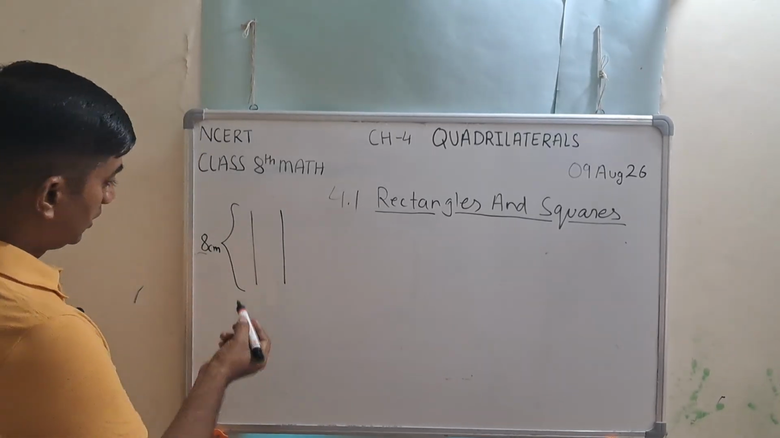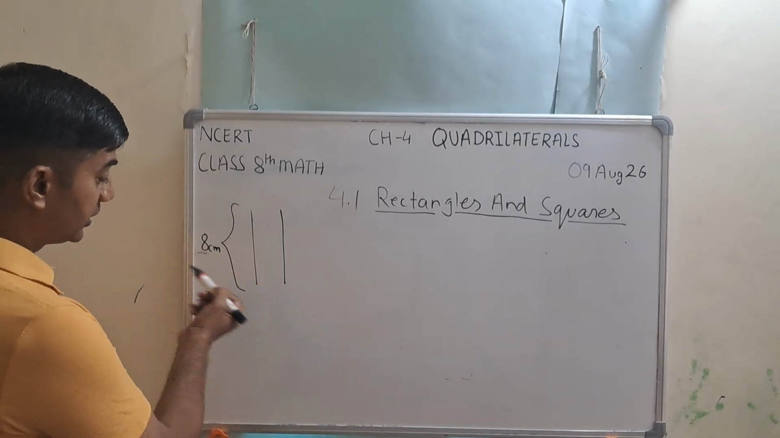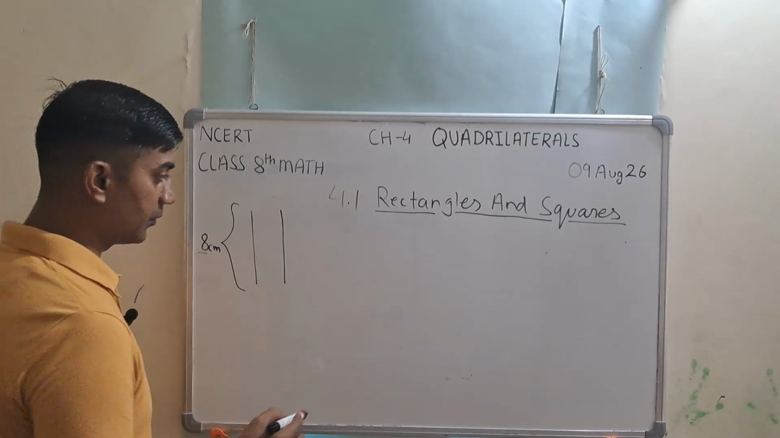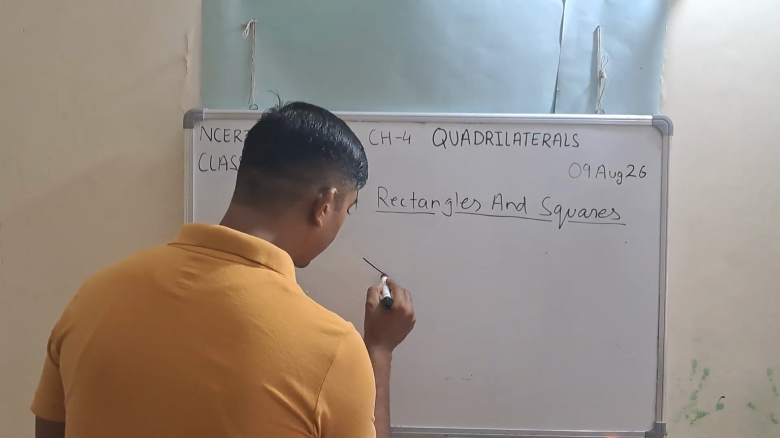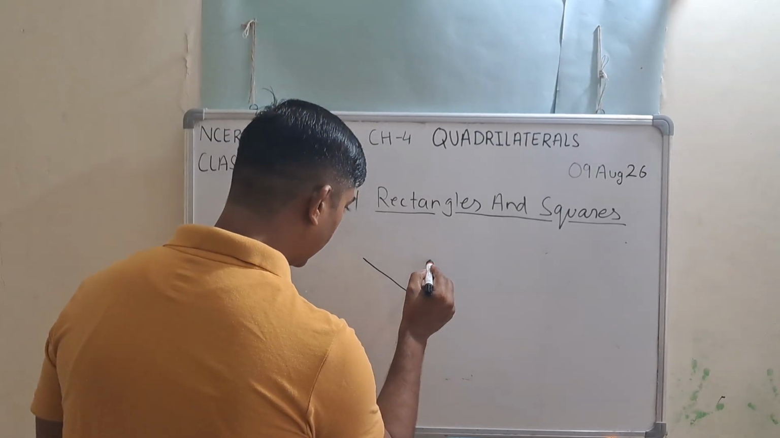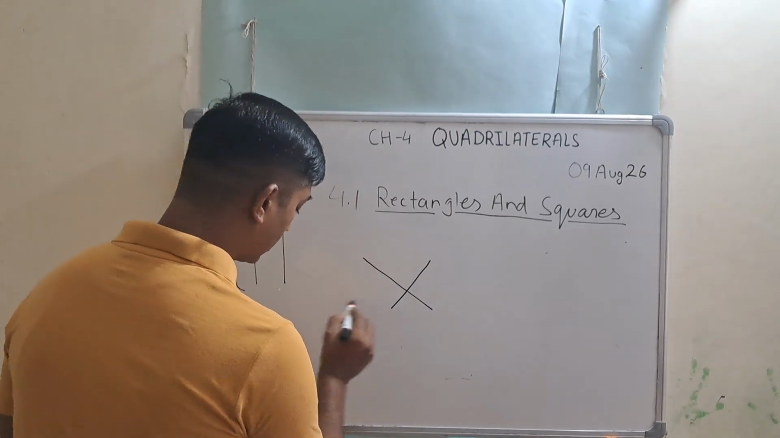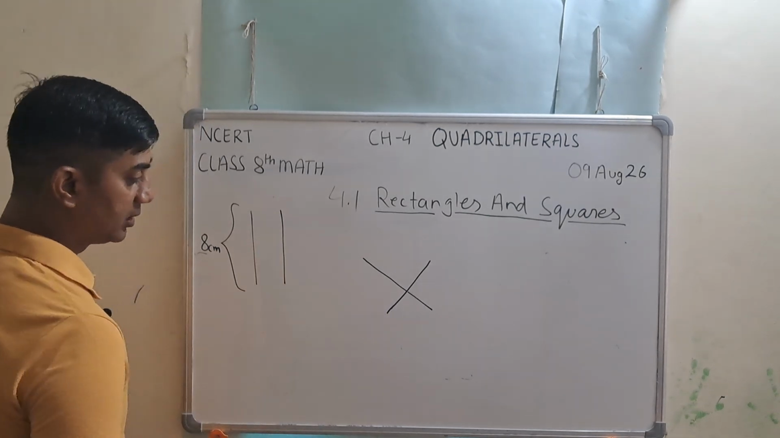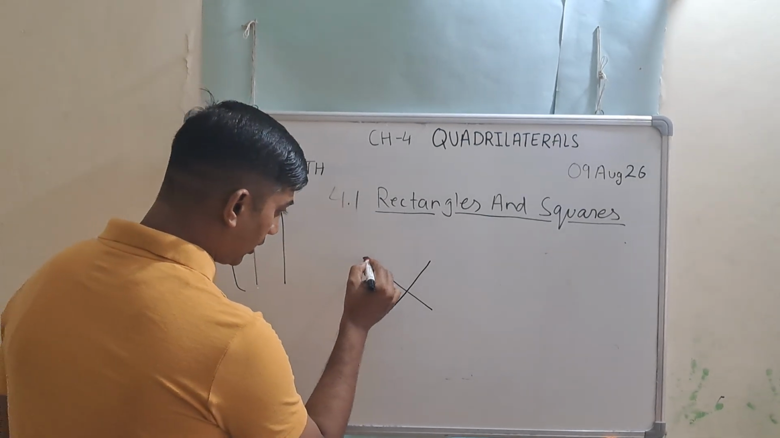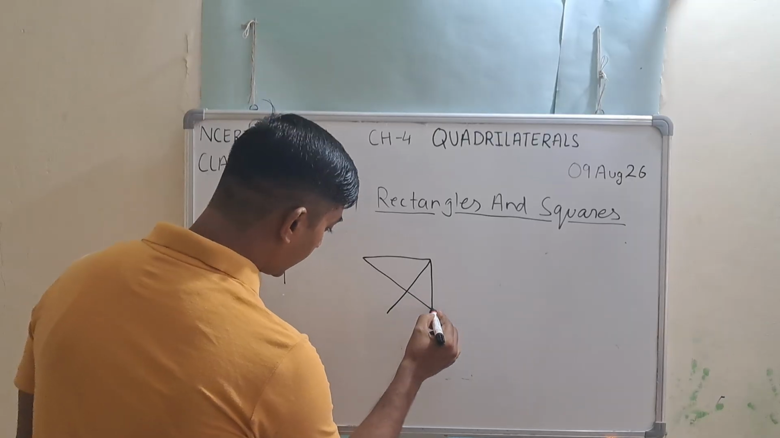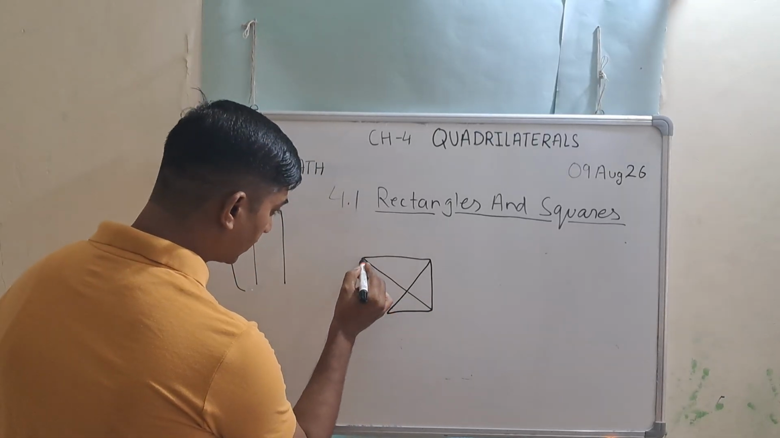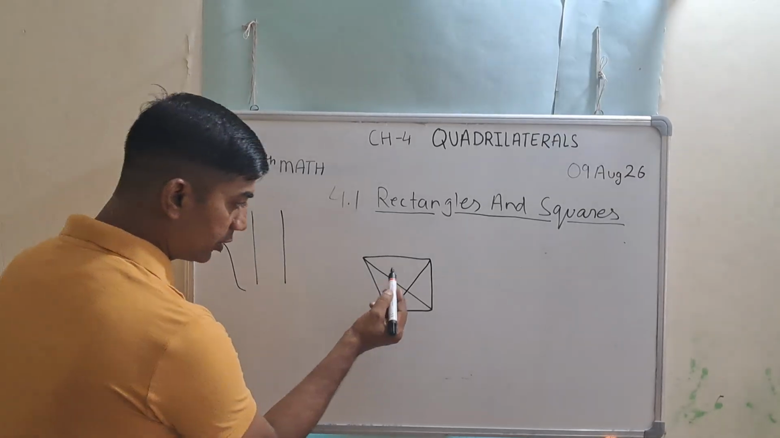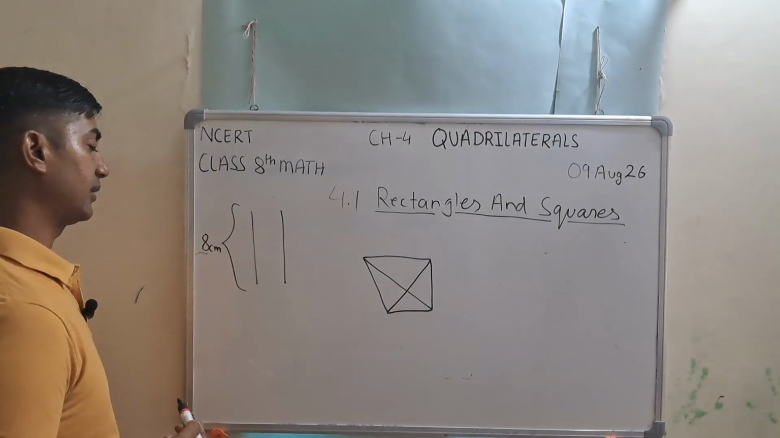Now we have these two sticks, the length is 8 centimeter, and we have to place these sticks in such a way that the end points of these sticks make a perfect rectangle. Now we have tried to place here and we are not able to draw the perfect rectangle.